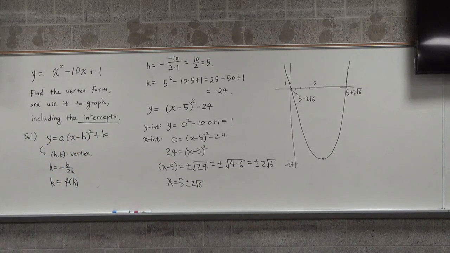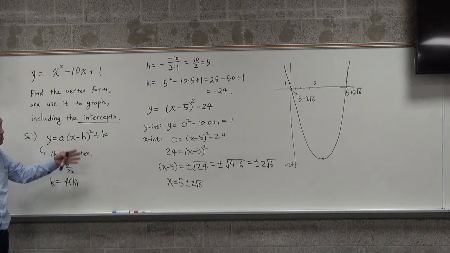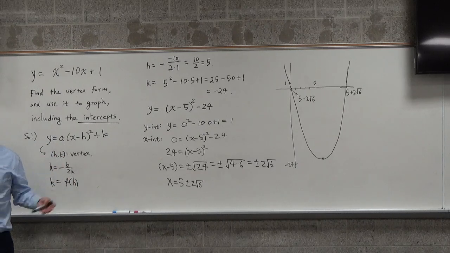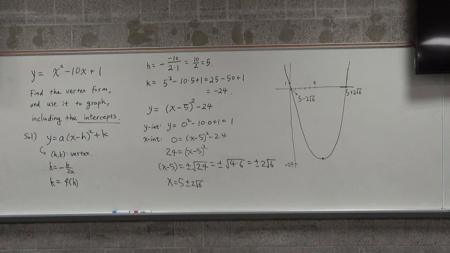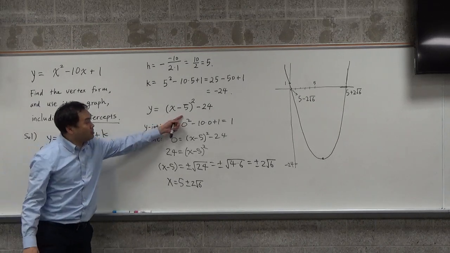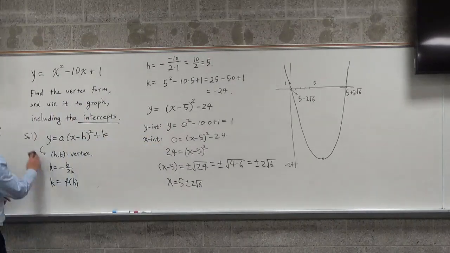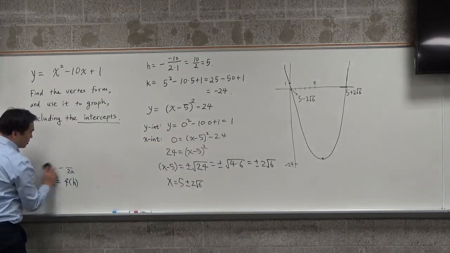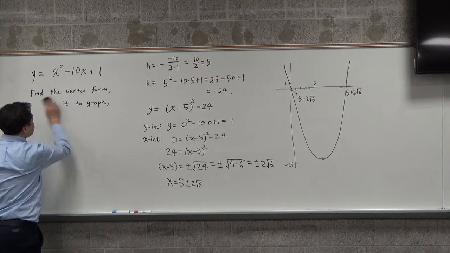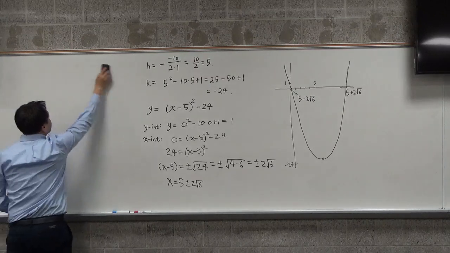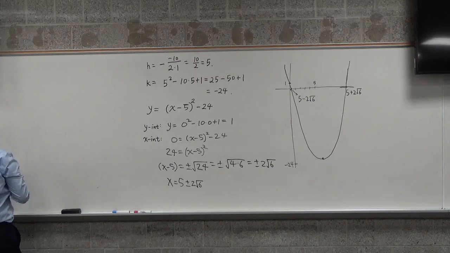Now, the purpose of this question was twofold. One is to make sure that you know how to do this. It's a good review. But I also want to show you a second way of obtaining this vertex form, which is called completing the square. Let me talk about completing the square.